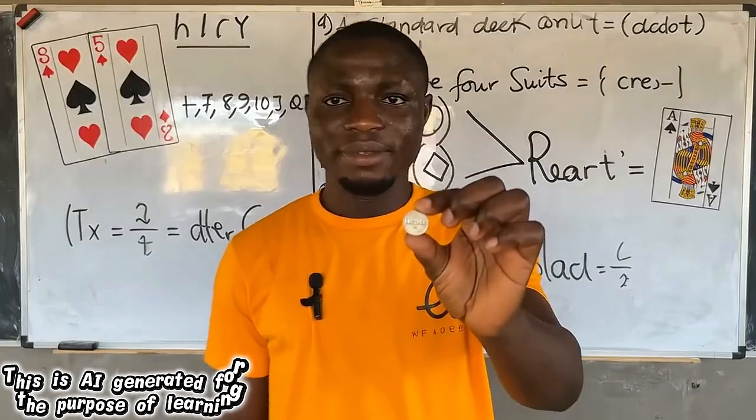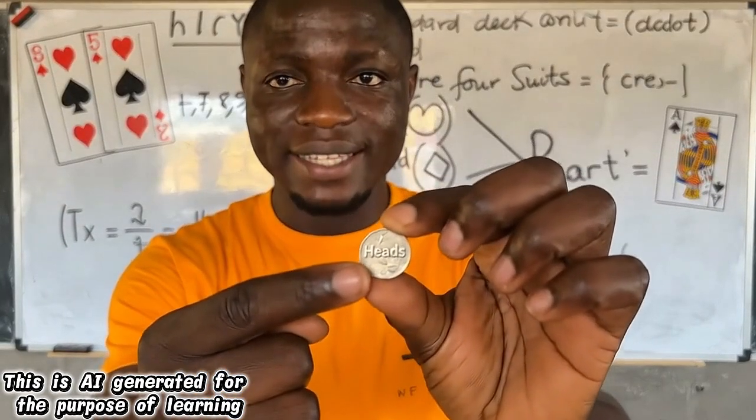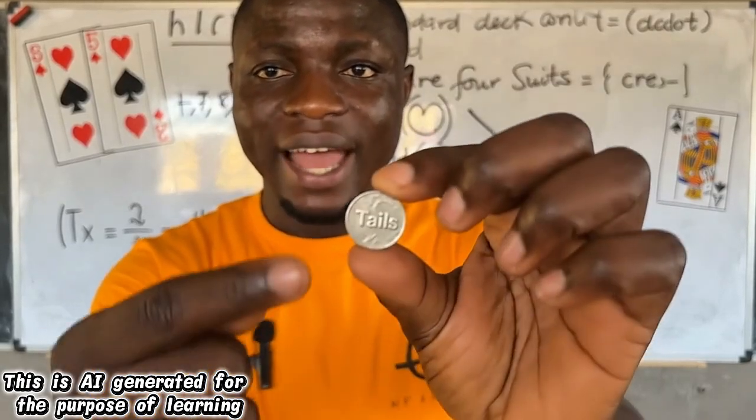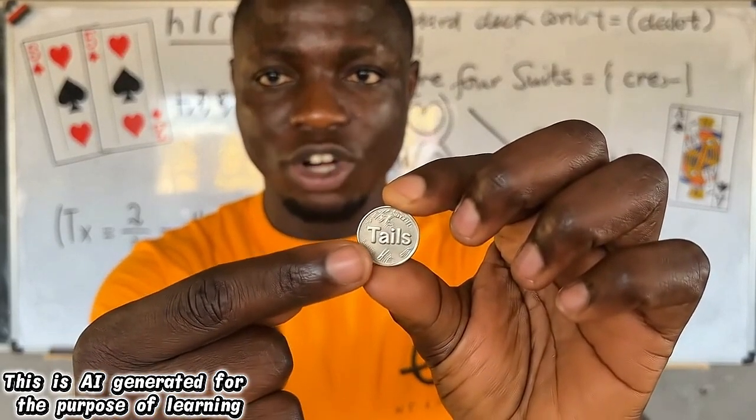Here is a coin. One side is called heads and the other side is called tails. When we toss a coin, either heads or tails can occur.